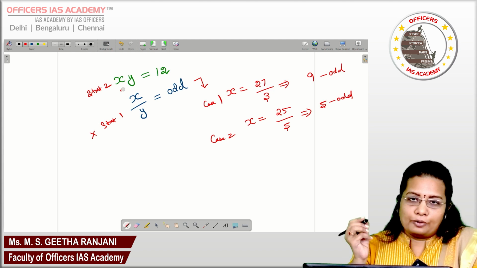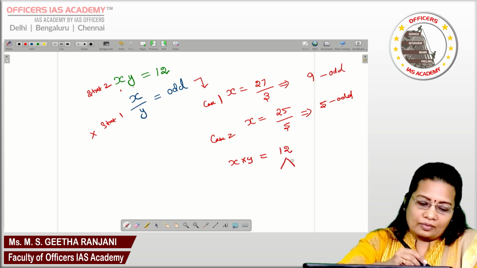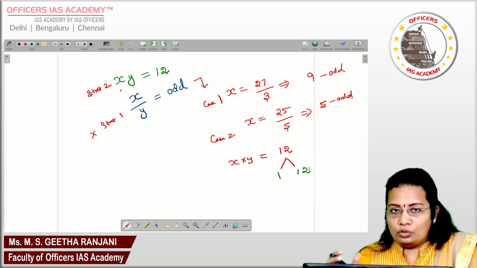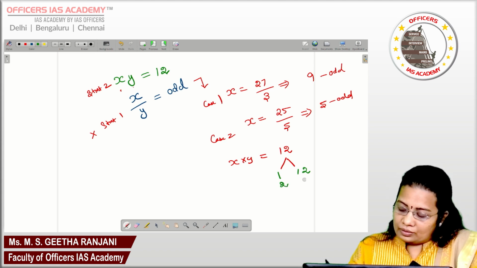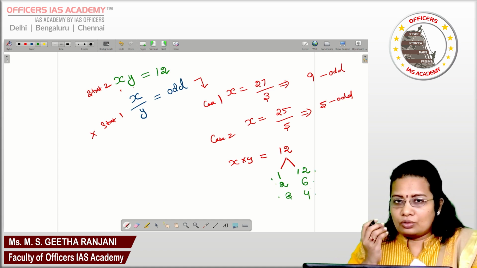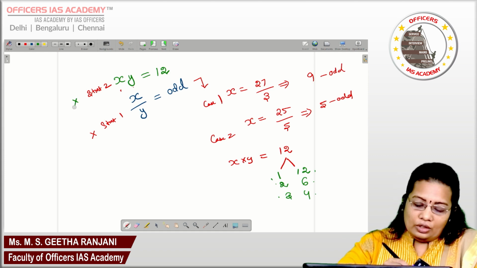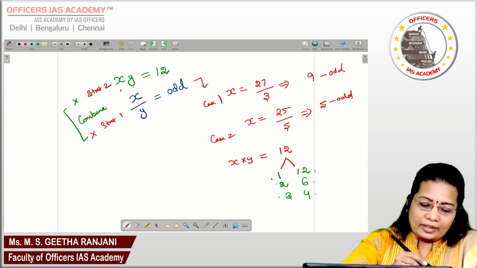X into y, the product must be 12. So x into y, the product is 12 means what are the values for x? The factors of 12 will be the values of x and y. So the factors of 12: 1 into 12, 2 into 6, 3 into 4. So these are the three sets of values for x and y. So among these, there is no unique answer. So statement 2 alone failed to give the correct answer. So I want to combine both the things together to get the final result.